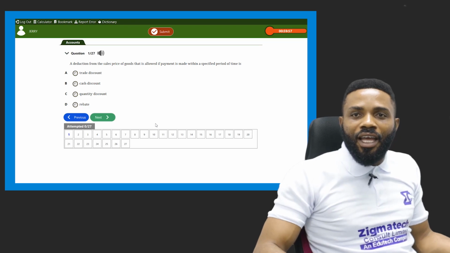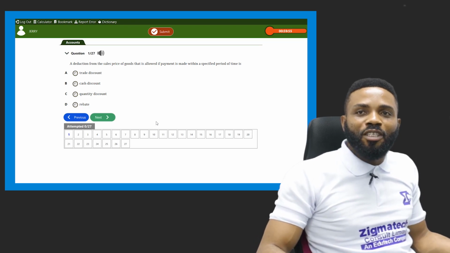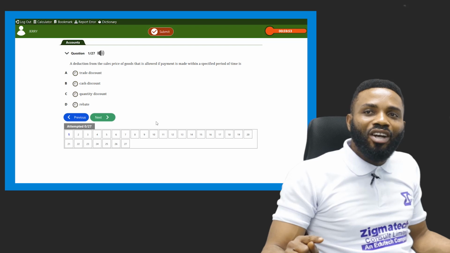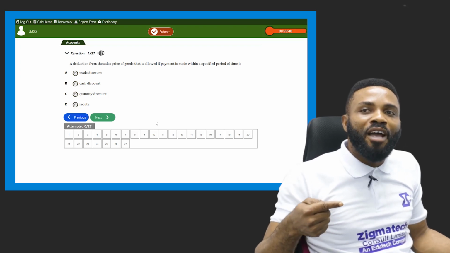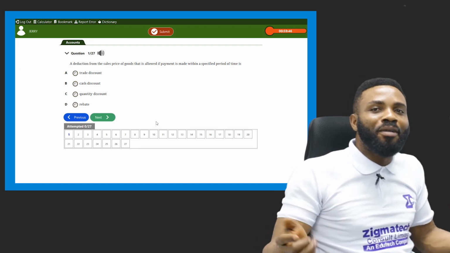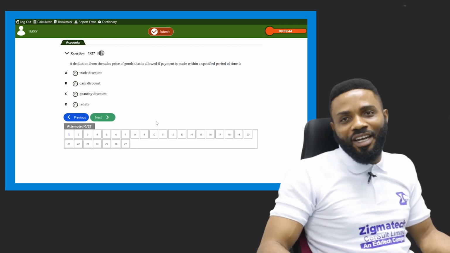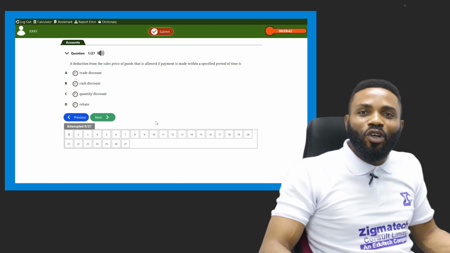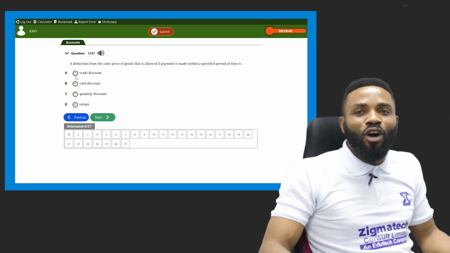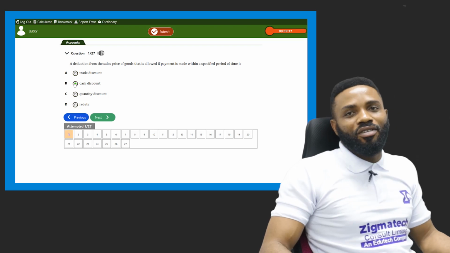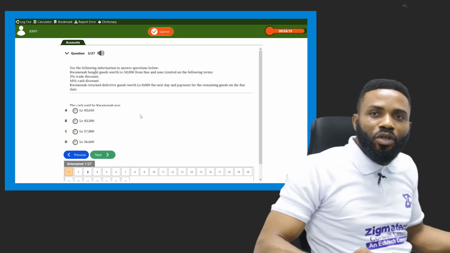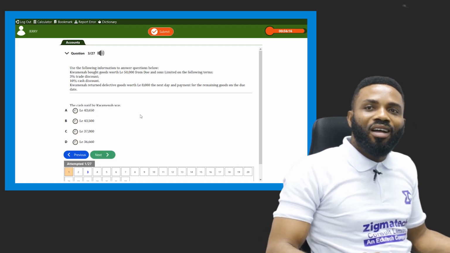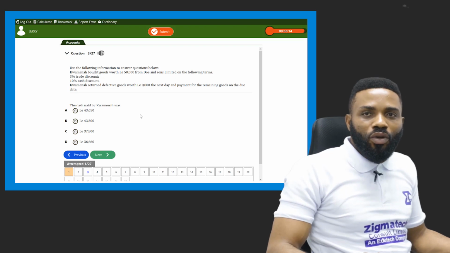They said that a deduction from the sales price of goods that is allowed if payment is made within a specified period of time is what? Very simple. Number one, they say trade discount, it cannot be trade. Number two, cash discount, quantity discount, rebate. It's going to be cash discount, because it's based on period of payment.